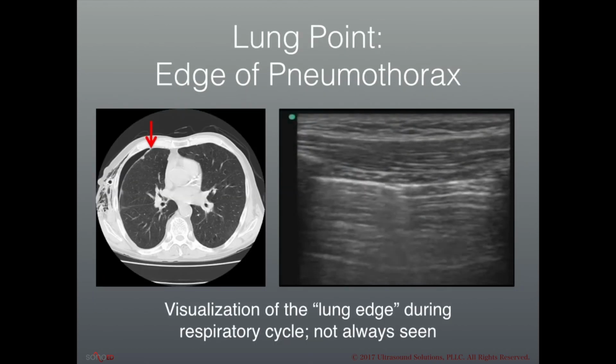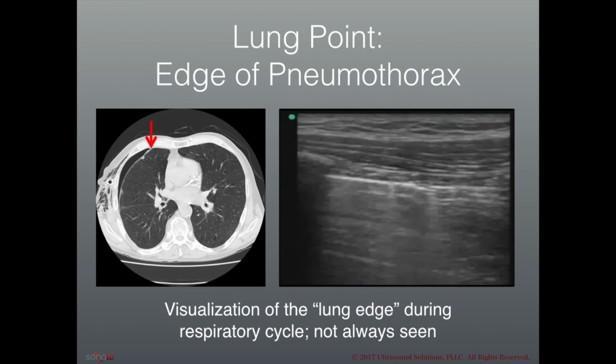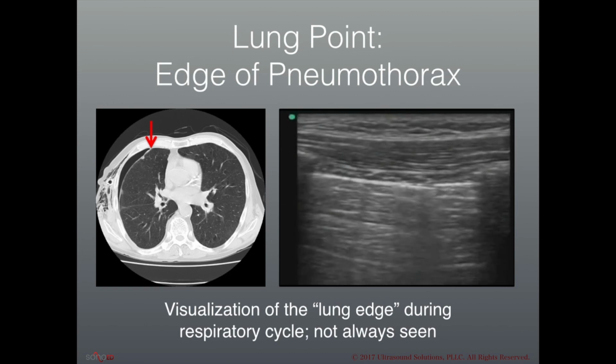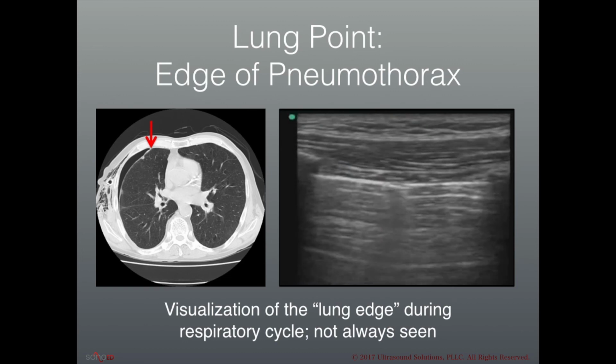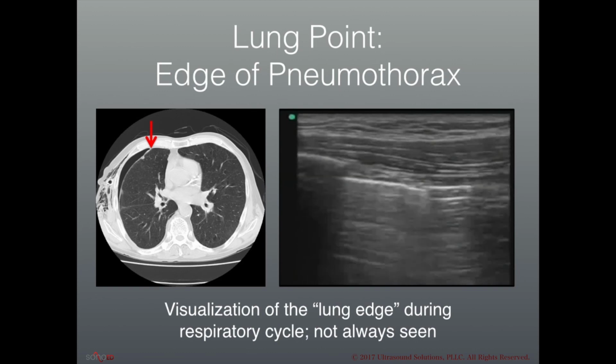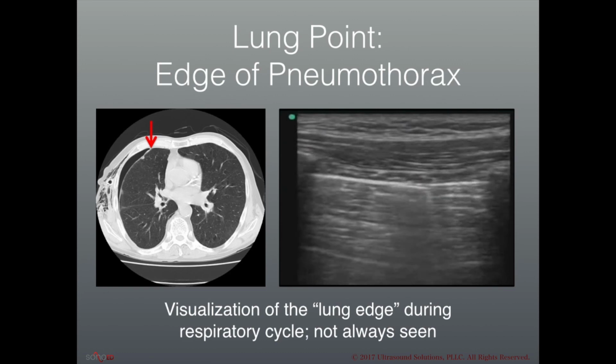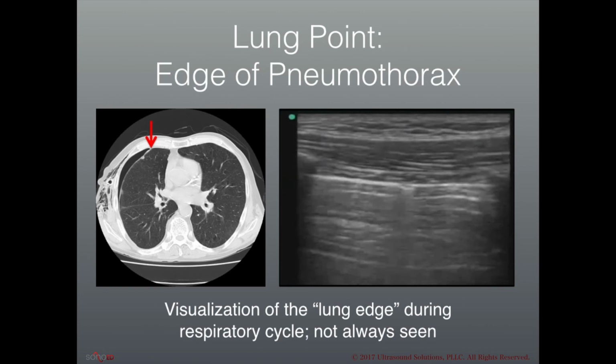What would happen if you placed the ultrasound probe right over the edge of the pneumothorax? Well, you'd get an image like you see here. In this image, you see that along the pleural line, there is a portion of which there is lung sliding and a portion of which there is not. And you can see that as the patient breathes in and out, this lung point moves. This is not always seen, but is certainly an interesting finding.